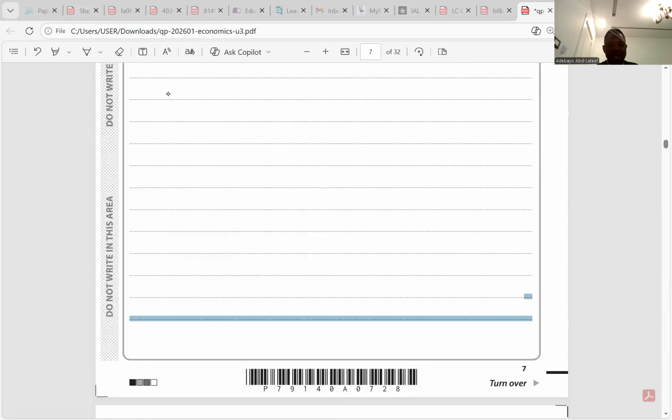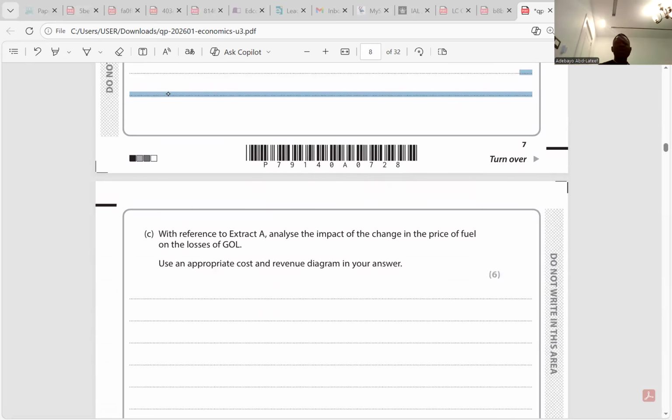For 7C, they said, with reference to extract A, analyze the impact of a change in the price of fuel on the losses of Gol. So the price of fuel increased from 1.8 per gallon to 2.39 per gallon. So Azul and Gol collectively made a loss of approximately 6.6 billion, according to the extract. Are you here with me?